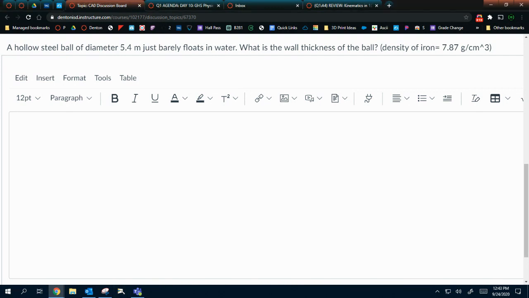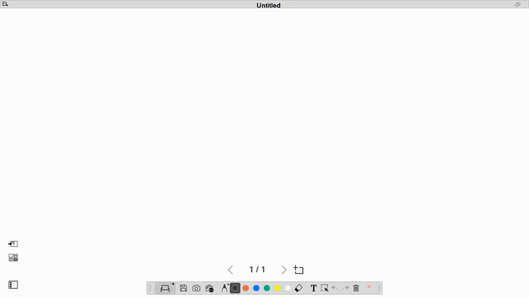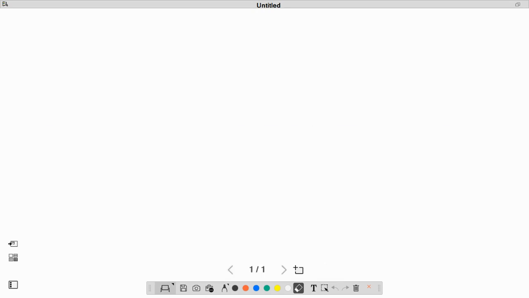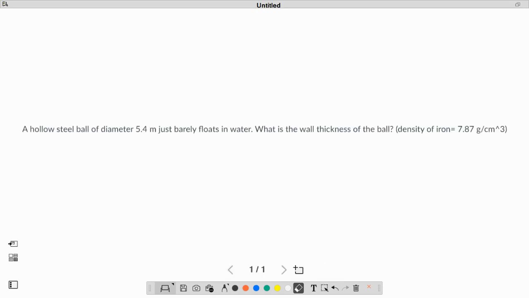So what we're going to do here is, I'll paste this up here first. Let's go ahead and write down what we have and what we're looking for. It gives us a couple of things here. It says this is the diameter, and it gives us the density of iron. And it asks us about the wall thickness. So let's write that down.